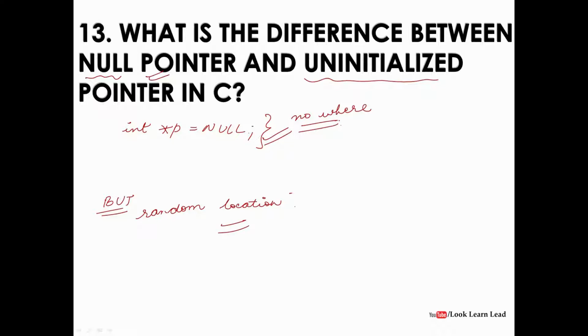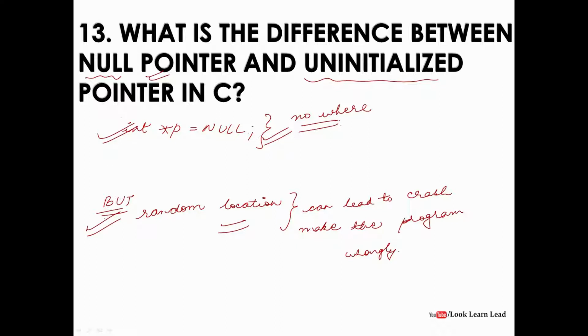And this may lead to the program behaving wrongly, or it can crash. Because it is pointing to some random location, any code can be there, any data can be there. So it can lead to a crash, or it can make the program behave wrongly. Whereas the null pointer is not pointing to anyone, it is pointing to nowhere. So this is the difference between a null pointer and an uninitialized pointer. A null pointer points nowhere, an uninitialized pointer points to a random location. That is, there is some location to which it is pointing. Okay, let's move to the next question.